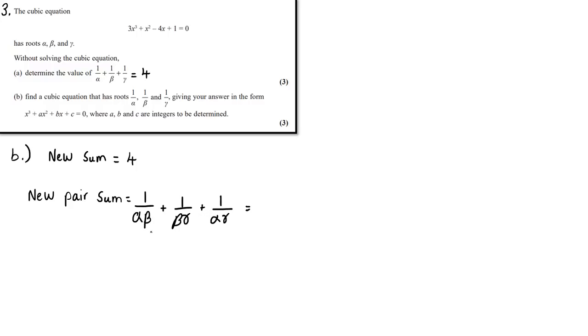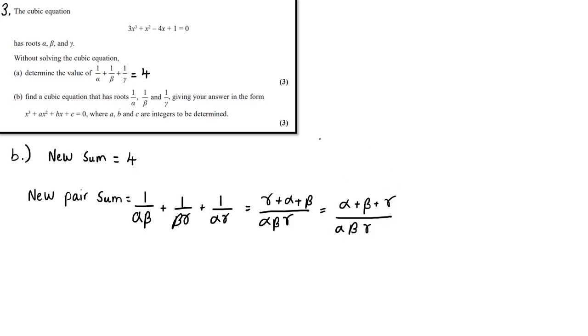For example, this 1 over alpha beta, we need to times that by gamma. So that's going to be gamma. The common denominator here, like we said, will be alpha beta gamma. The first one there is gamma. This one's beta gamma, so we need to times that by alpha. And finally, this is 1 over alpha gamma, so we need to times that by beta. So let's write that in order so we can see it clearly: alpha beta gamma, all divided by alpha beta gamma.